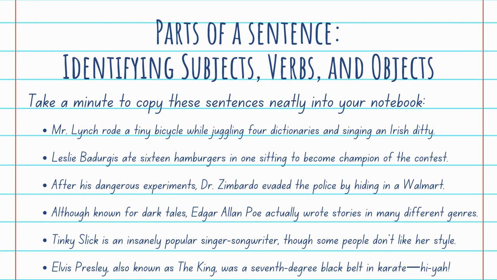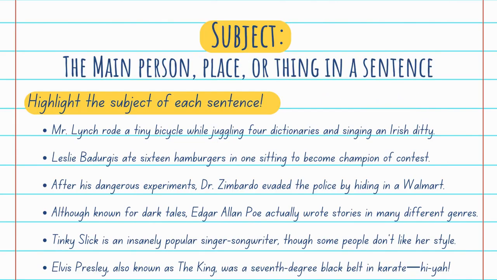After his dangerous experiments, Dr. Zimbardo evaded the police by hiding in a Walmart. Although known for dark tales, Edgar Allan Poe actually wrote stories in many different genres. Tinky Slick is an insanely popular singer-songwriter, though some people don't like her style. Elvis Presley, also known as the King, was a 7th-degree black belt in karate. Hi-ya! So, now, once you have those sentences written into your notebook, highlight the subject of each sentence.